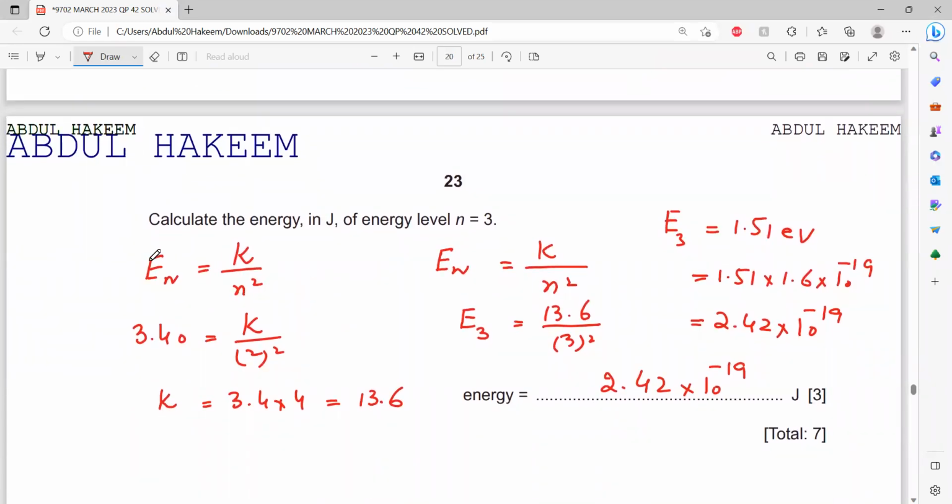So this is the general formula. The energy of the energy level is K divided by n squared. So for the second level, 3.4 electron volts is given, K is the constant, and n is 2 squared. So this constant is 13.6. Now we have to calculate the third: K divided by n squared. K is 13.6, and 3 squared gives 1.51 electron volts, but we have to convert this into joules. So 1 electron volt is 1.6 times 10 to the power minus 19. So the final answer is 2.42 times 10 to the power minus 19.